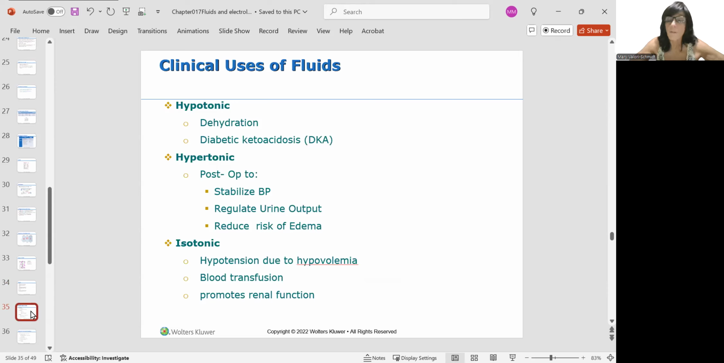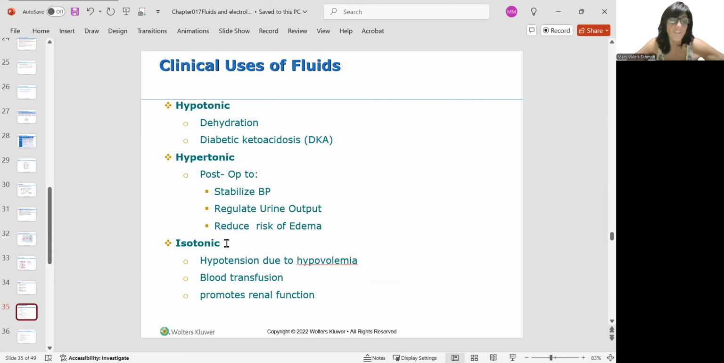I'm going to give you some examples of what they're used for. If you are dehydrated, I'm probably going to give you a hypotonic solution. Also, if you're in DKA, diabetic ketoacidosis, hypotonic solution. Hypertonic solutions are usually used postoperatively to stabilize blood pressure and urine output and reduce the chance of someone developing edema.